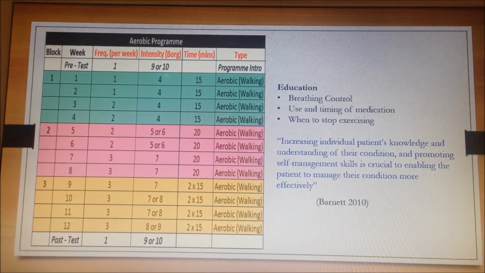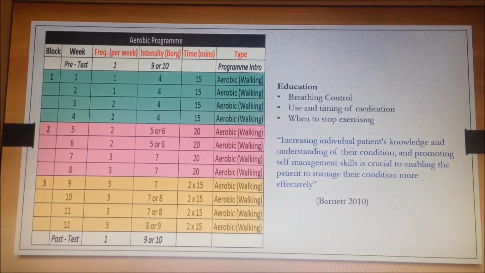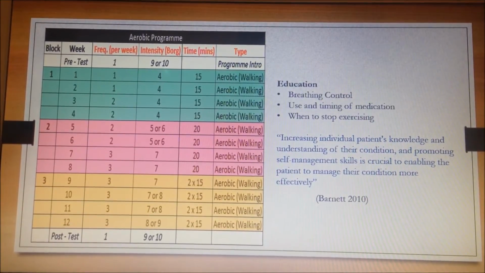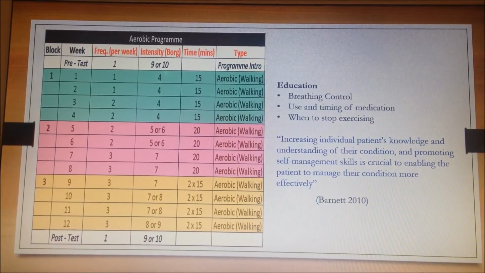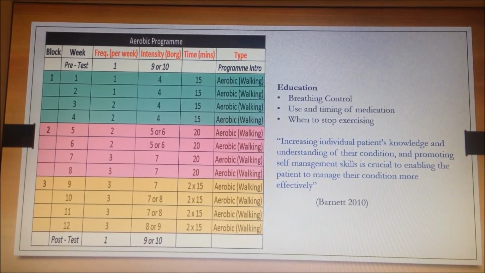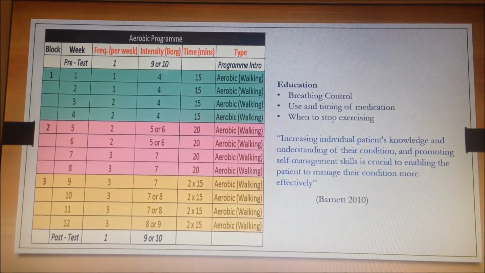With regard to the time, the first 4 weeks is going to be a 15-minute session. The second 4 weeks is going to be a 20-minute session, and the third 4 weeks is going to be a 30-minute session broken up into 2 bouts of 15 minutes. It can be seen that our aerobic training is going to be walking, as this supports the bulk of the available literature.